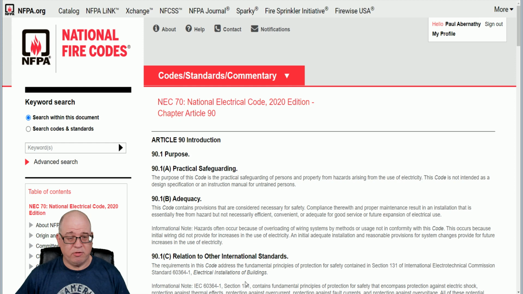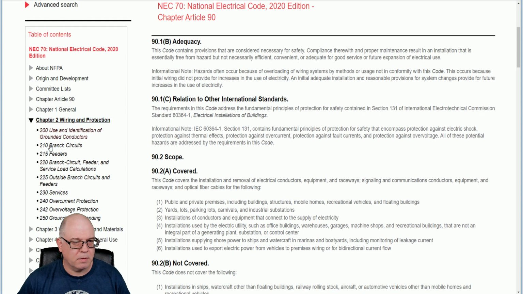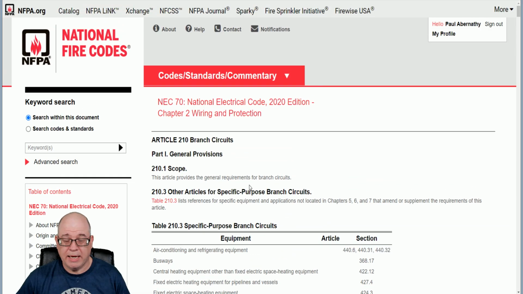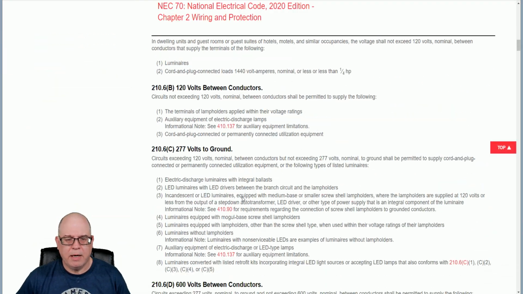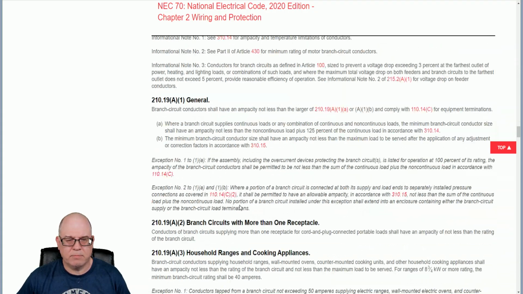And we're in the NEC, and you see I'm down here now, and we will actually go down to 210. I'm in the electronic version. Again, 2020 NEC. And we'll go into 210.23(A)(2).